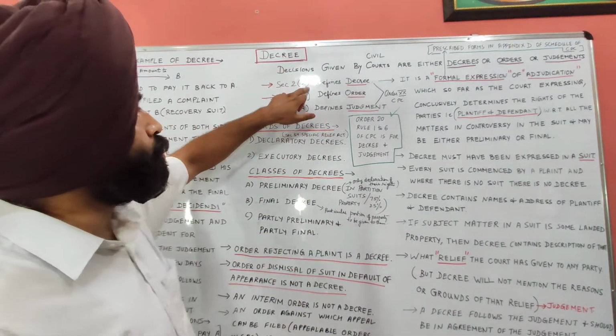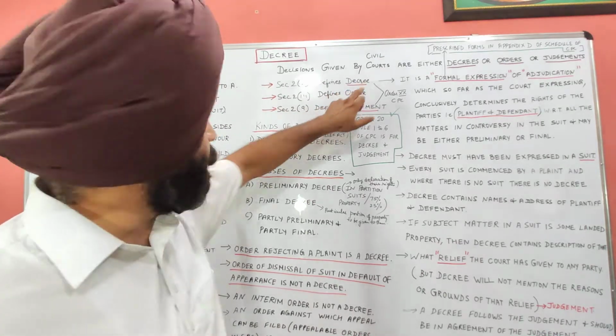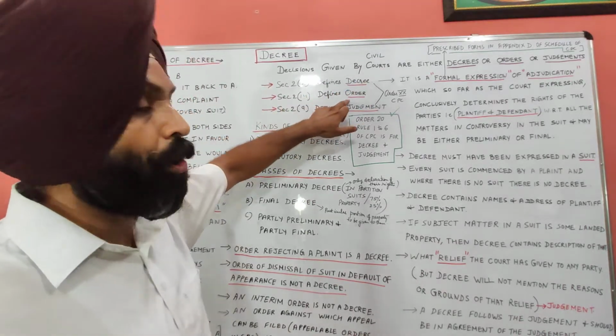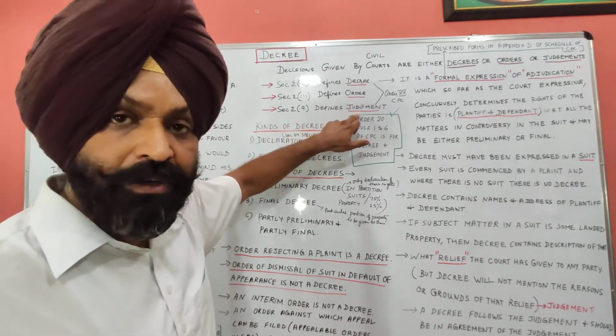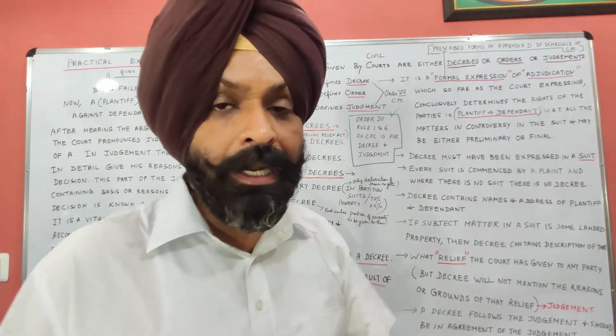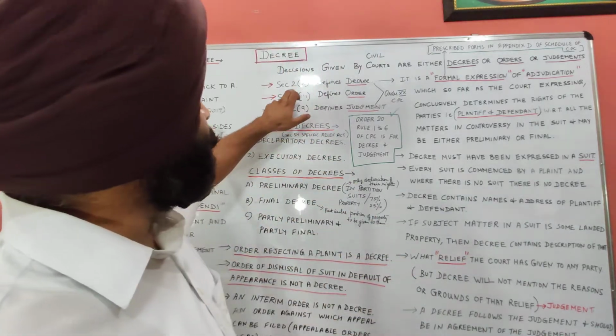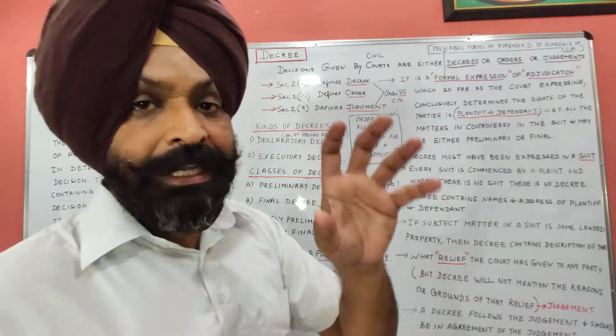Under section 2 clause 2, a decree is defined. Under section 2 clause 14, an order is defined. And under section 2 clause 9, a judgment is defined. First we will be doing decree. Under section 2 clause 2, decree is defined.